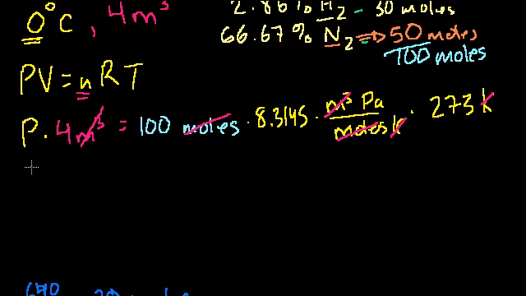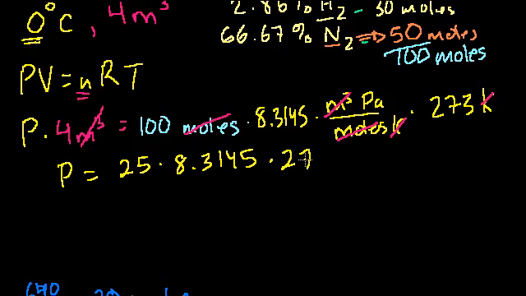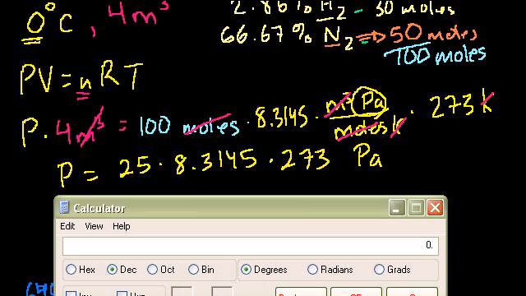So if we divide both sides of the equation by 4, we get P is equal to, I'll just divide the 100 by 4, 25 times 8.3145 times 273, and the only unit we were left with was pascals, which is nice because that's a unit of pressure. So let's do the math. 25 times 8.3145 times 273 is equal to 56,746.